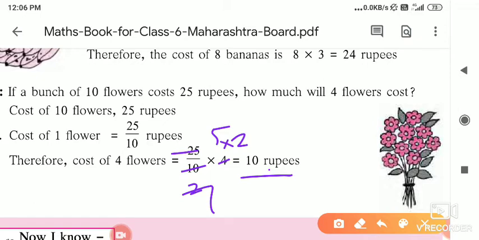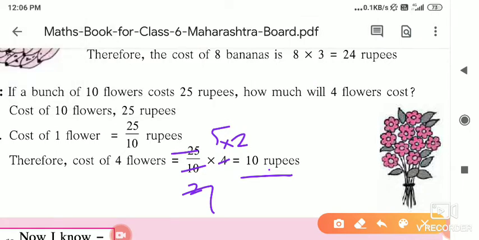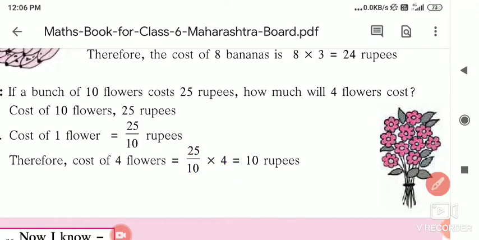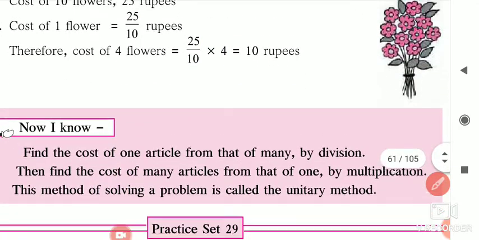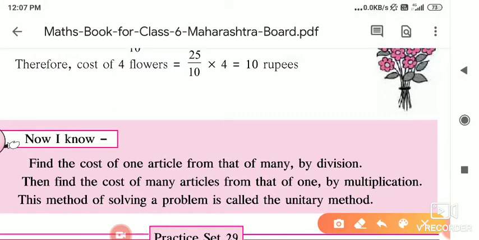Okay, so in this way, in both examples we found the cost of one flower from the cost of 10 flowers, and that cost of one flower, if we multiply with 4, then we got the cost of 4 flowers, and that method is called the unitary method. So here, find the cost of one article from that of many.